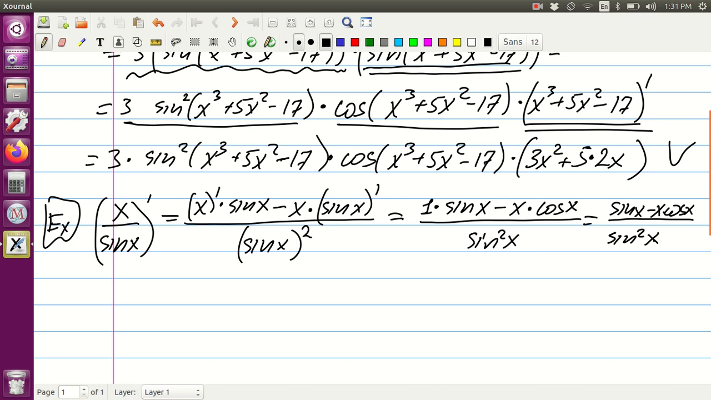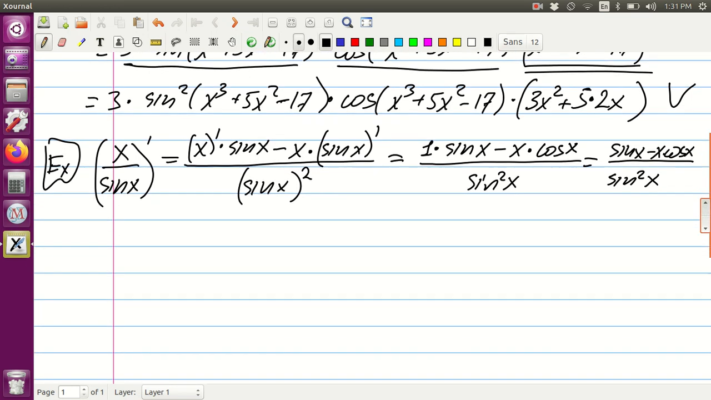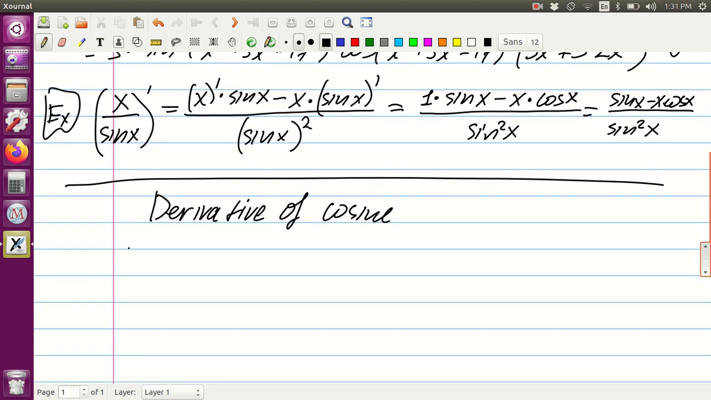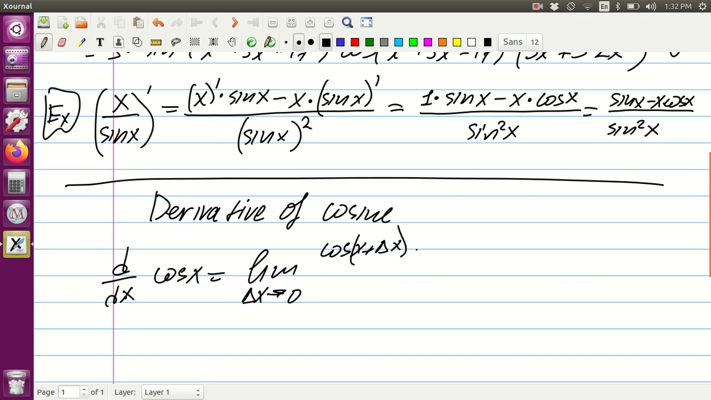So after this short review, we will start with the derivative of cosine. So we would like to find the derivative of cosine. We have to find the derivative of cosine by using the definition. So the limit as delta x goes to 0 of cosine of x plus delta x minus cosine of x, divided by delta x.